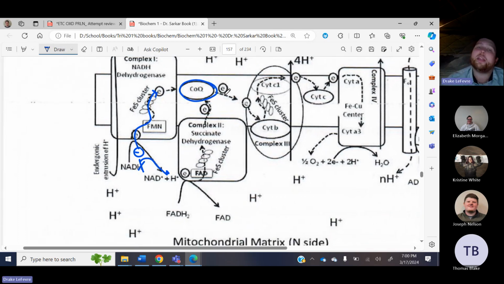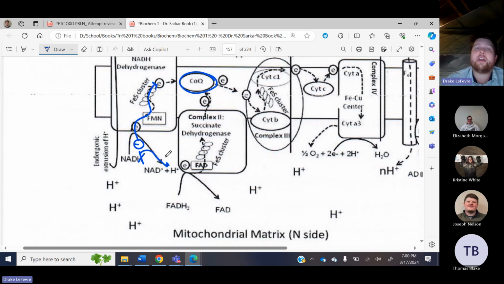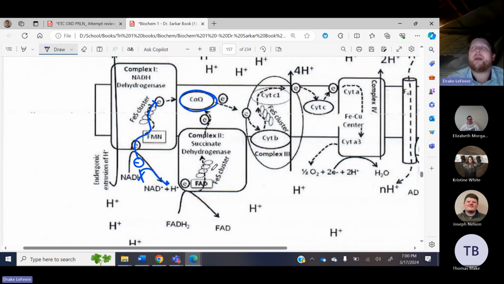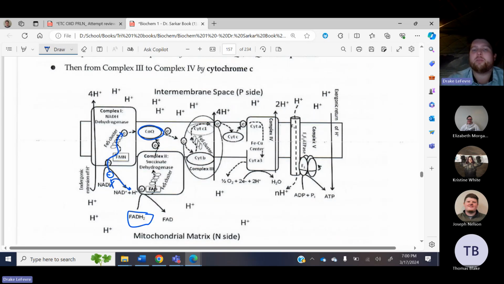We then have complex 2. Complex 2 has a slightly different job. It's basically doing the exact same thing as complex 1, minus 2 things. 1, it gets the FADH2 instead of NADH. And 2, it's not a transmembrane protein, so it doesn't go all the way through the membrane. It doesn't actually allow hydrogen to pass from the mitochondrial matrix up to the intermembrane space.